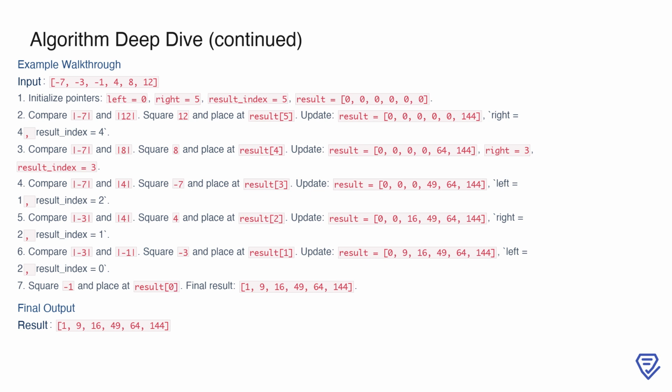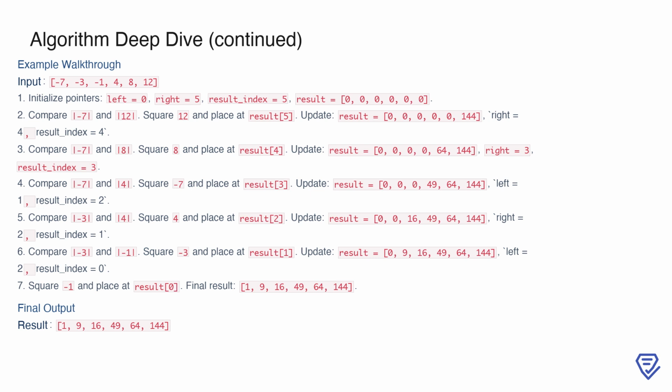First, we compare the absolute values of -7 and 12. Since 12 is larger, we square 12 and place 144 at result 5. We then decrement right to 4 and result_index to 4. Next, we compare -7 and 8. Squaring 8 gives 64, which we place in result 4. We move right to 3 and result_index to 3.